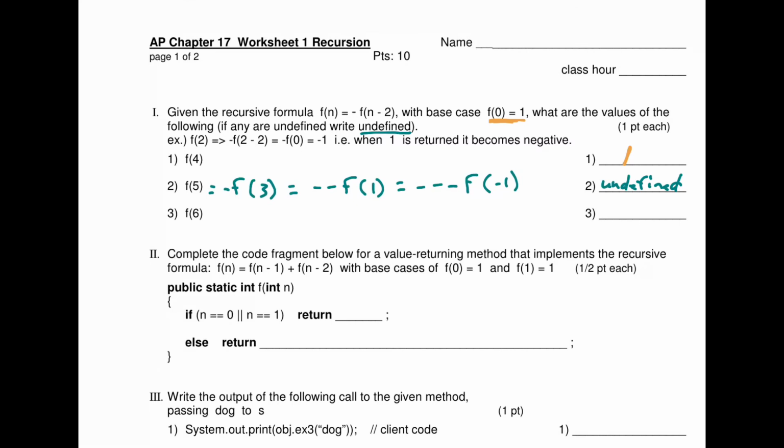And then this last one, f of 6 is going to equal negative f of 4. Okay, we're going to keep going with that one. So that's going to equal negative f of 2, right? 4 minus 2 is 2. And that's going to equal negative f of 0. And that now finally is going to equal a negative 1, which will make that a negative 1 for our answer.